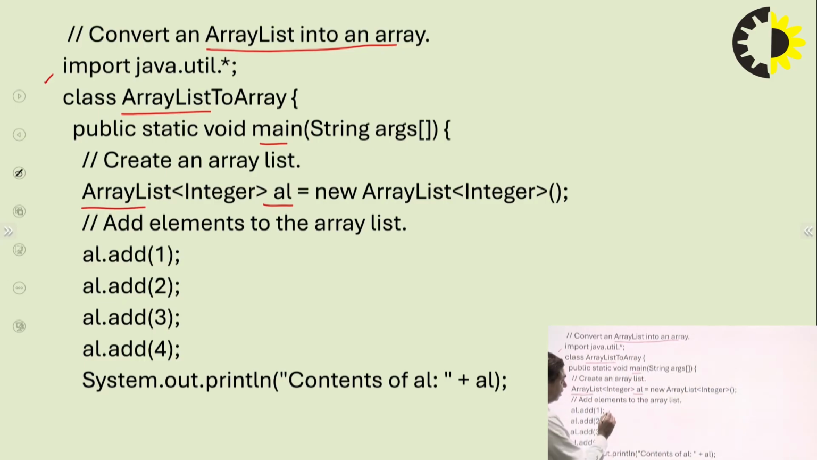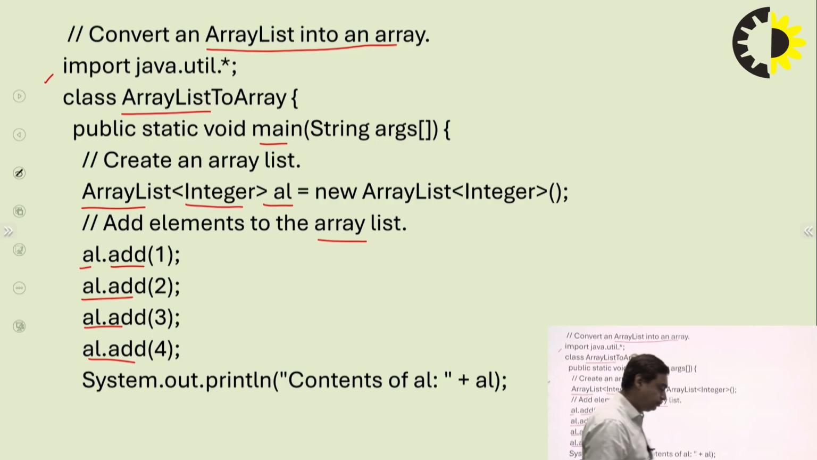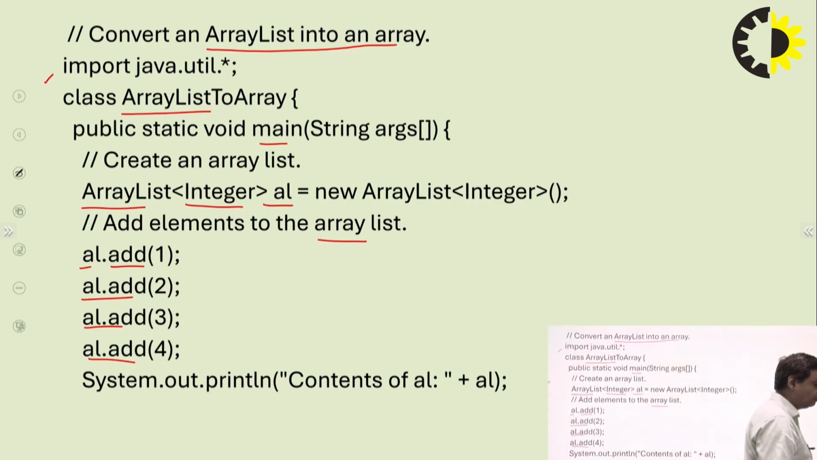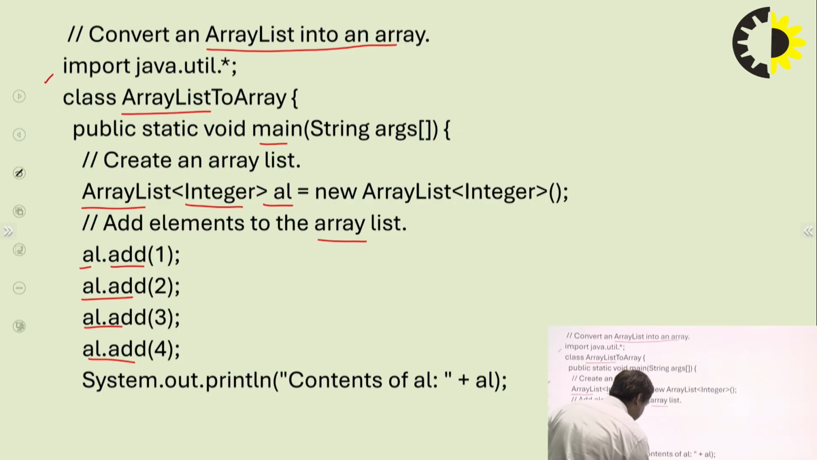Then this time it is working on the integer. In the previous example it was working on the string, this time it is working on the integer. Now we are adding elements to the array list. So AL add 1, AL add 2, 3 and 4. So we have added 4 elements, 1, 2, 3 and 4. Because it will accept the integer, so we have given integer 1, 2, 3 and 4. And then we are displaying the contents of AL.